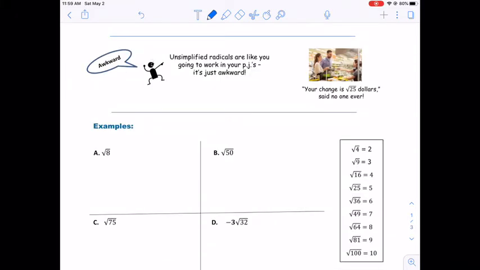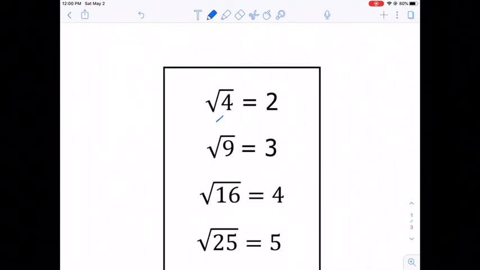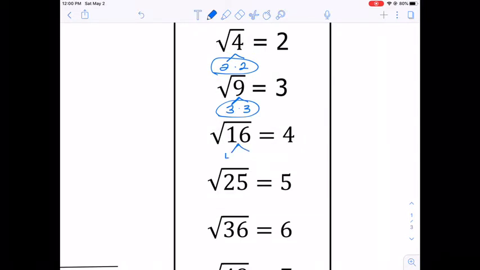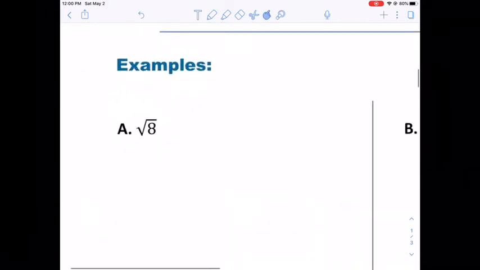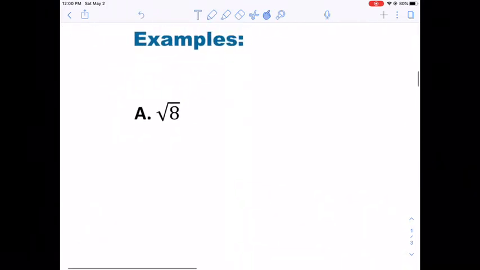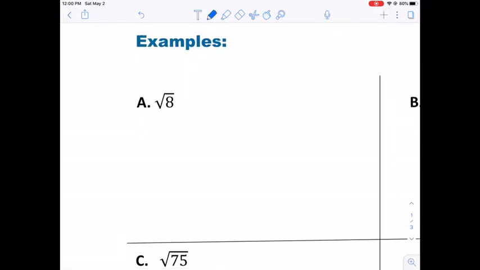Let's just take a moment to think about the meaning of square root. The square root of 4 is 2 because 4 is 2 times 2. It has two factors that are exactly the same. The square root of 16 is 4 because 16 is 4 times 4. Again, we see those two factors that are exactly the same. So what we're going to be looking for when we simplify these radicals is, does it have any perfect square factors? And I'm going to show you two methods for doing this.